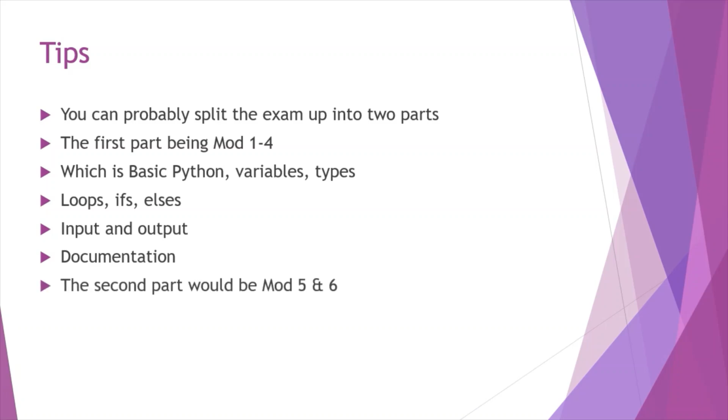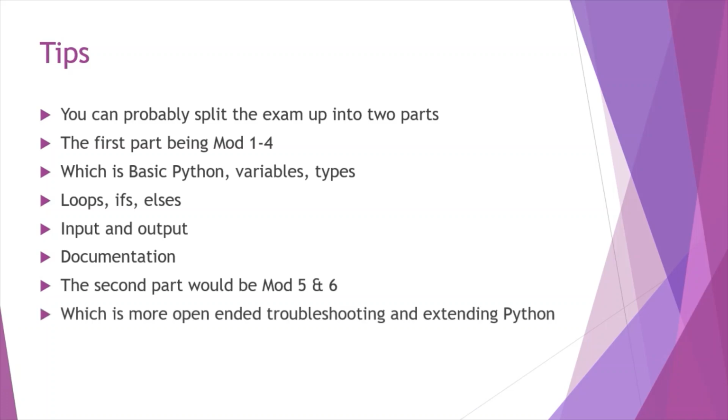The second part of the exam will obviously be modules 5 and 6, which are a little bit more open-ended, especially with the troubleshooting. It'll try and make you find something wrong in code, and there'll just be a bracket missing somewhere. So you've got to identify modules 1 to 4 first. You've got to be able to identify a loop, an if, an else, the types of data that you need, and follow that through and then figure out where the error is, basically. And module 6 was obviously more about extending Python than anything else.